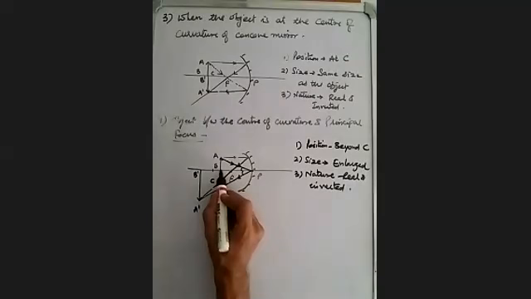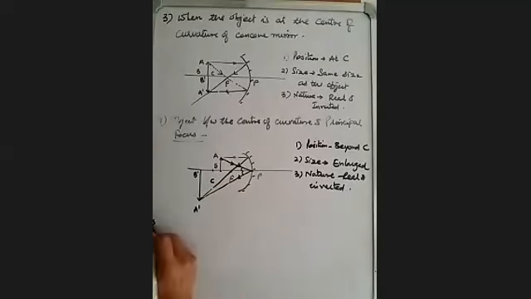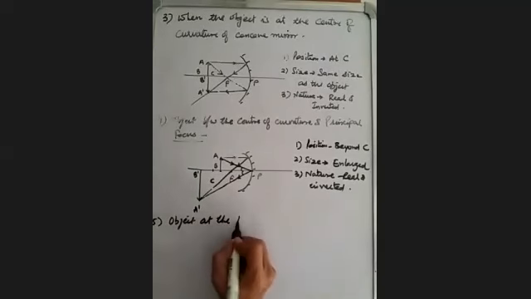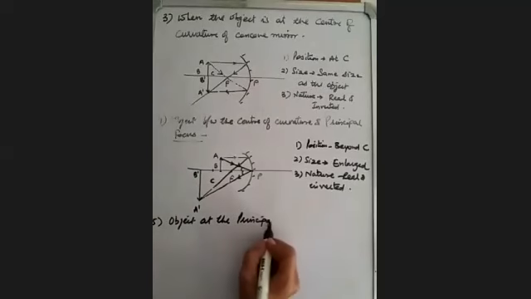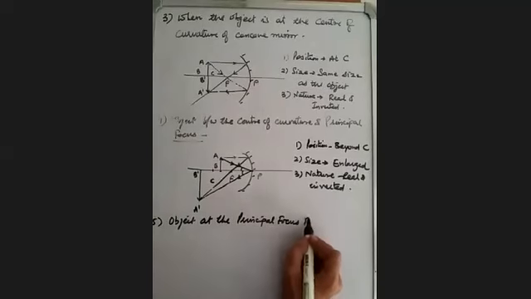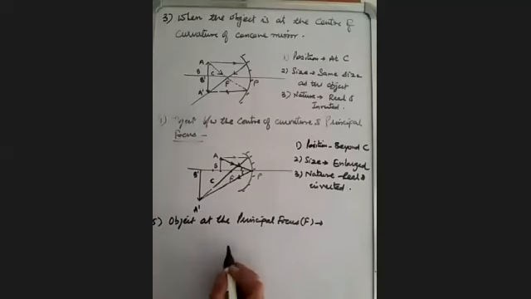Let us bring the object even closer, at the principal focus. Object at the principal focus, that is F of the mirror. So let us draw the mirror again: the principal axis, pole, center of curvature, principal focus, and the object is at F. Object AB at the principal focus.